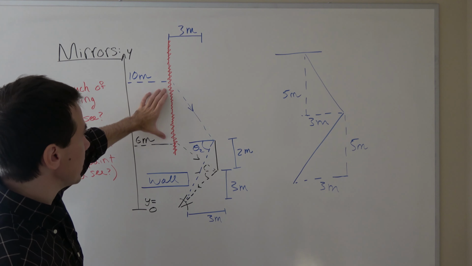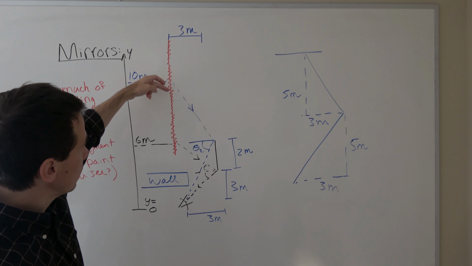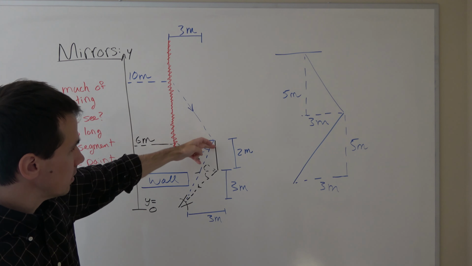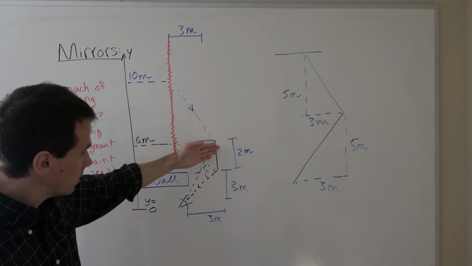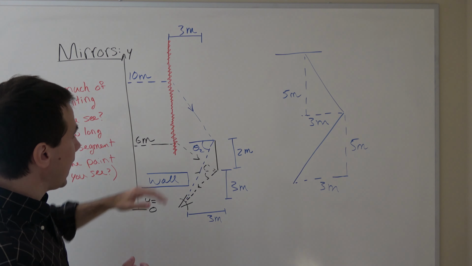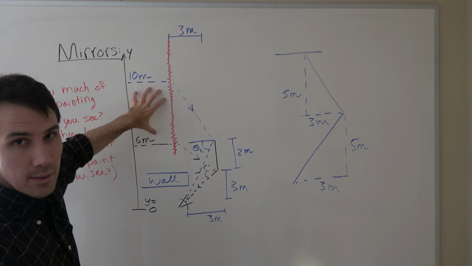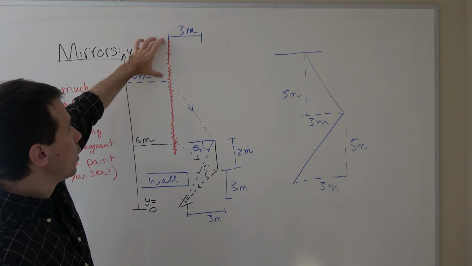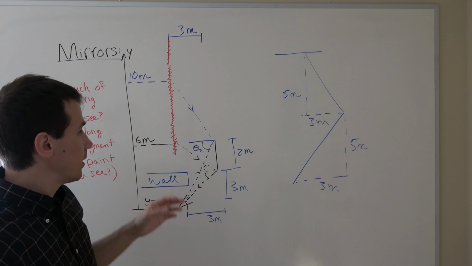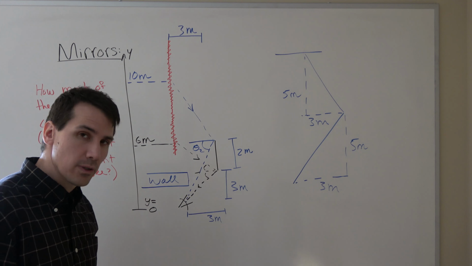And all of the sections in between these 2 points, light would come from that section, hit the mirror at some location, and then reach our eye there. And any sections of the mirror outside of this box here, or this length here, will not be able to be seen by our eye because there is no path for the light to bounce off of the mirror and get to our eye.